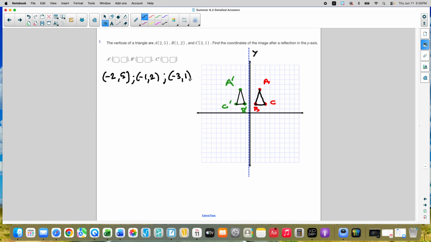And notice this pattern. When you reflect it, it just takes the negative value of each of your x's. Your y value stays the same. So when we do x comma y, this is the mathematical notation, it produces negative x comma y. This would be reflecting over the y-axis. This is a formula that you can apply, and you'll deal with that in geometry quite a bit.